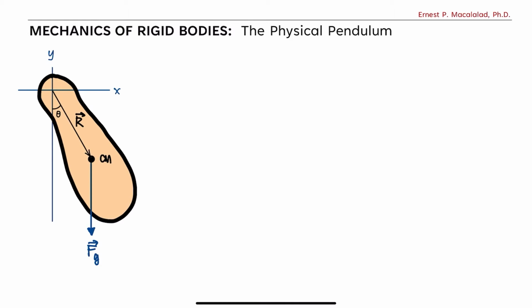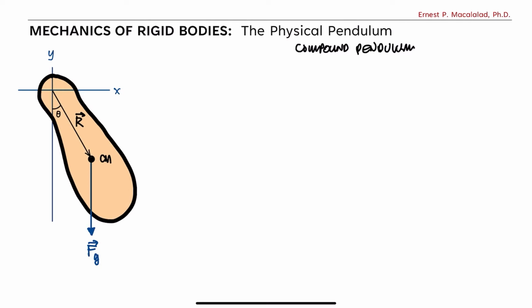Today we're going to discuss the physical pendulum. A physical pendulum is a rigid object that is free to swing under its own weight about a fixed horizontal axis of rotation. So we also call this the compound pendulum. Consider this rigid object that is free to swing about this axis. Here, our axis is our z-axis.